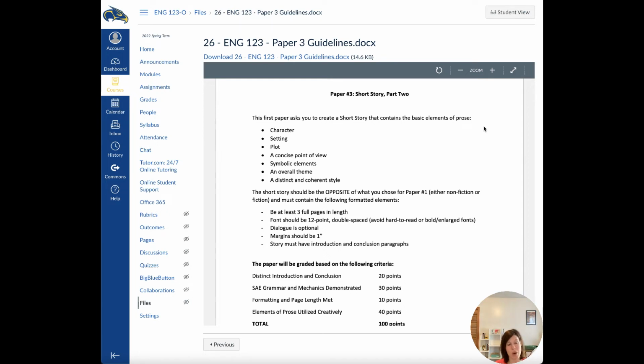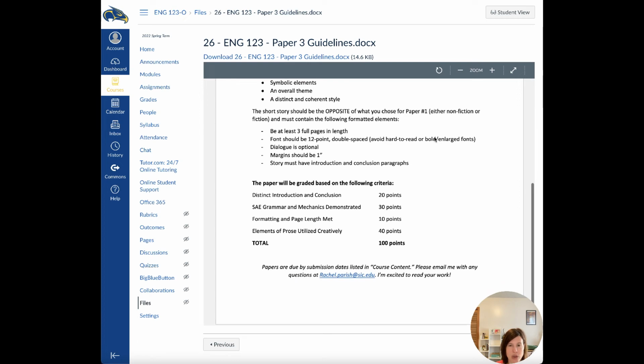So it's just going to be, what will you write about? And if you chose nonfiction for paper 1, then you get to do fiction this time around. So that's good. It's going to be interesting seeing what you all come up with for your topics for this paper, but the paper itself must be 3 full pages, 12-point font, double spaced, no bold, enlarged, or hard to read fonts. Dialogue is optional. You do not have to have dialogue in your story. Margins are 1 inch, and it should have an introduction and conclusion.